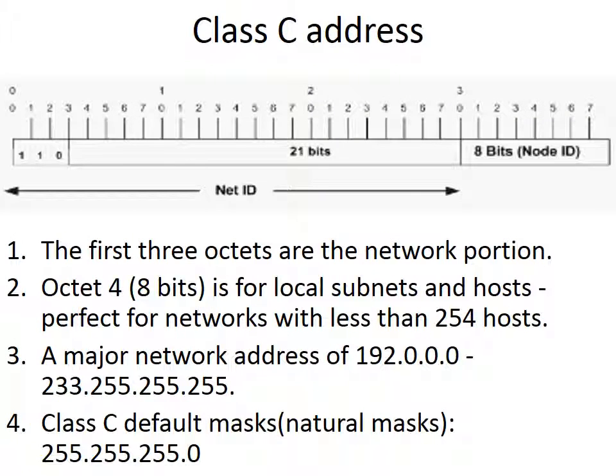A major Class C network address range is between 192.0.0.0 and 223.255.255.255. Its default natural mask is 255.255.255.0. It means the first 3 octets, 24 bits, are for the network portion, and octet 4, 8 bits, is for the network manager to divide into subnets and hosts. You may have up to about 254 useful hosts.